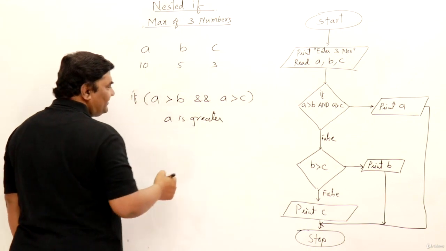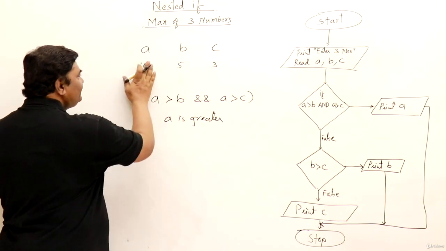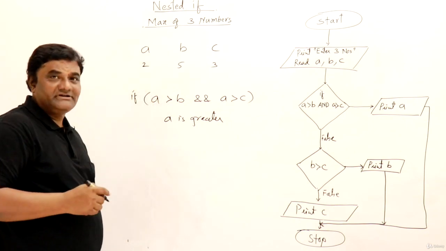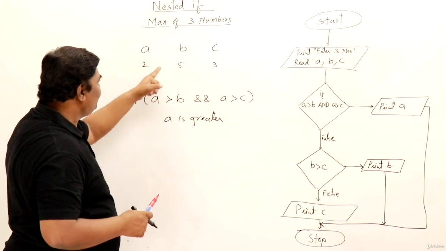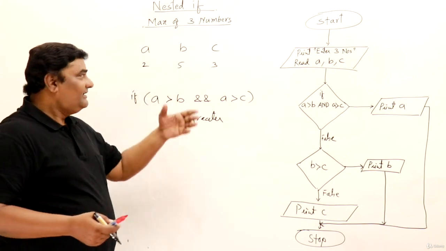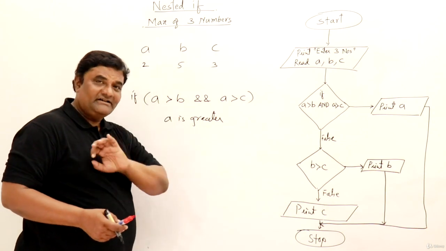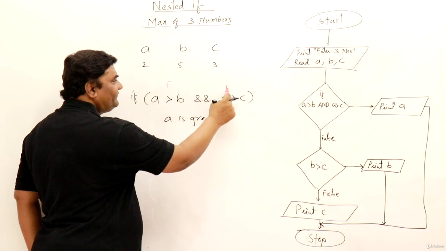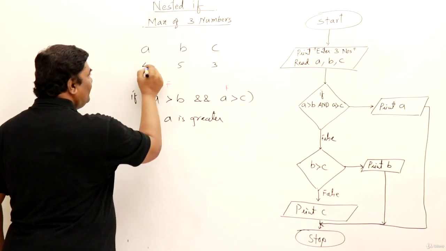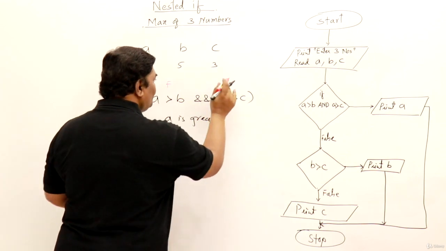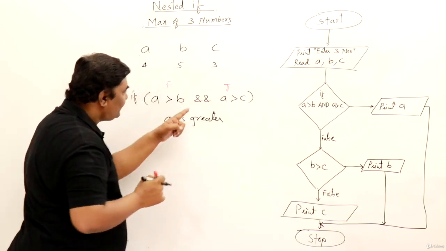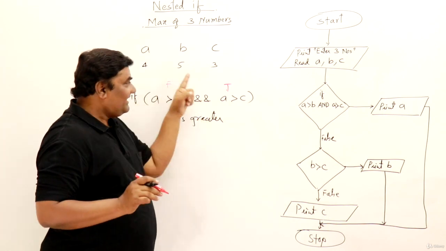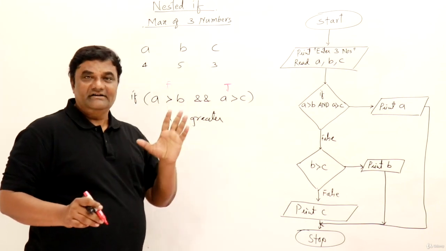It's not C++ code. So suppose A does not have 10, A has value 2. Then what happens? Check this. A is not greater than B, and it's not greater than C. First of all, it's not greater than B. That is false. Even if this were true, it would fail, but this is also false. If A is 4, then this is false and this is true. Then what is the result of AND? We have learned about this in logical operators. False and true is false. So A is not greater.